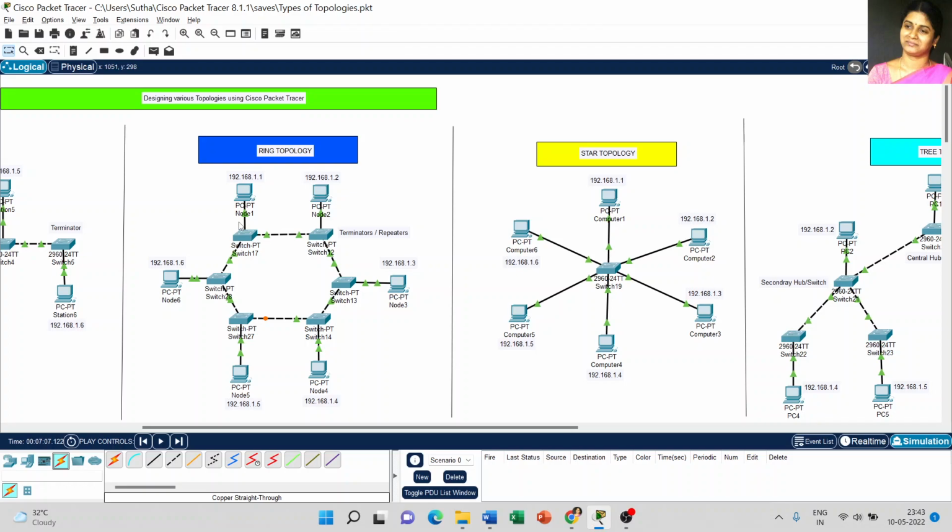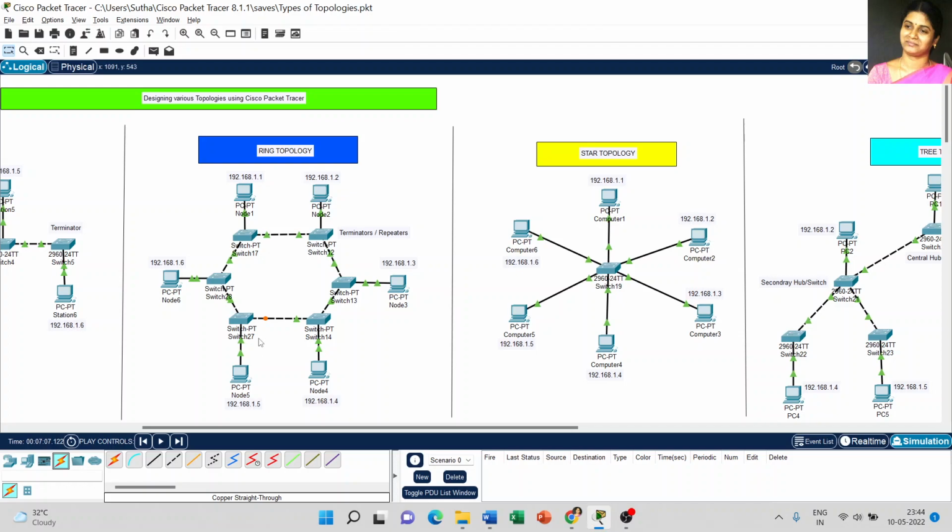So there are two things we have to consider in ring topology. First, each node is connected with two other neighboring nodes. Second, here the data flow is either unidirectional or bidirectional. If it is unidirectional, it takes a long time to reach the destination. If it is bidirectional, the data reaches in the shortest time.